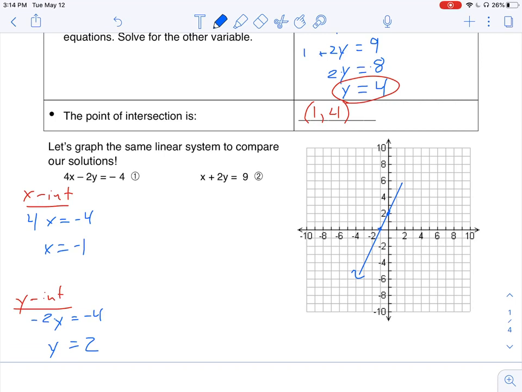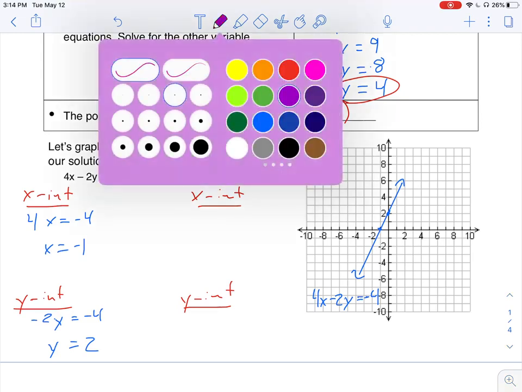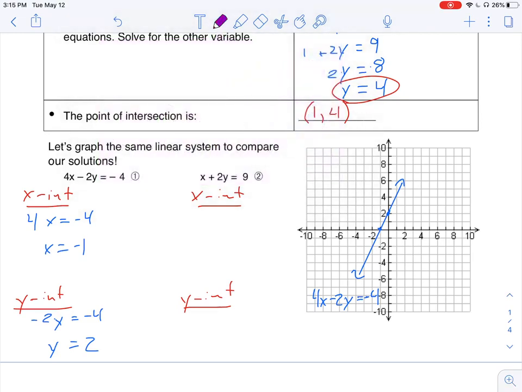So then this equation is 4x minus 2y equals negative 4. The other equation I have, if I find my x-intercept and my y-intercept, those would be my two points. To find my x-intercept, I set my y to 0. Well, that would be x is equal to 9. So that's a pretty easy one.